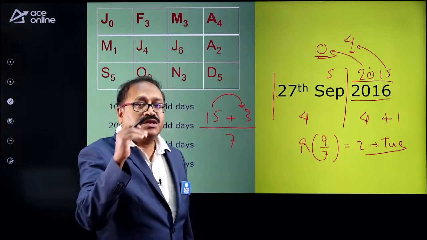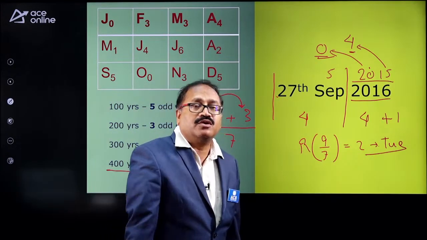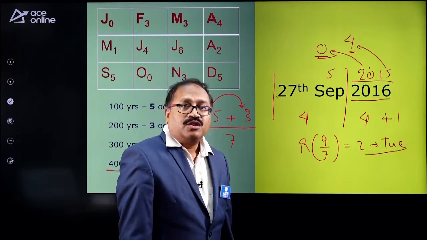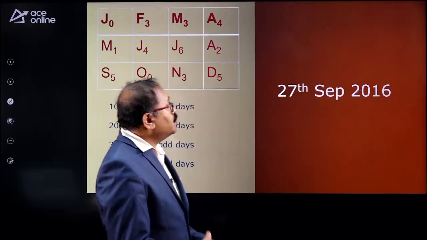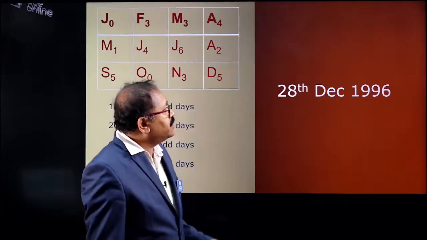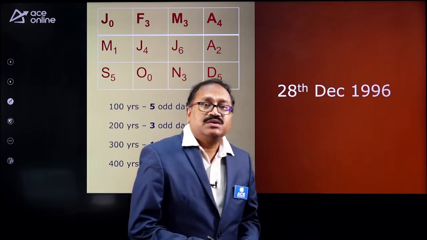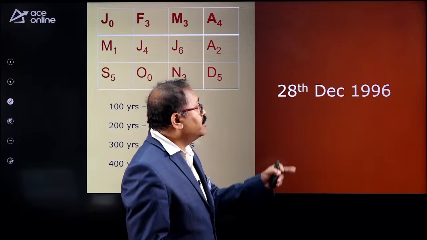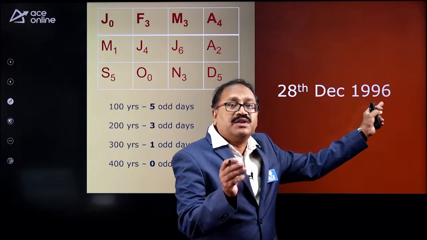0 odd day is Sunday, 1 odd day Monday, 2 odd day Tuesday. So that's how we calculate it. Now let me see the question the student asked me, about the 27th of February. This is the question they asked. They said the calculation is going wrong because they have not added the extra odd day for leap year.